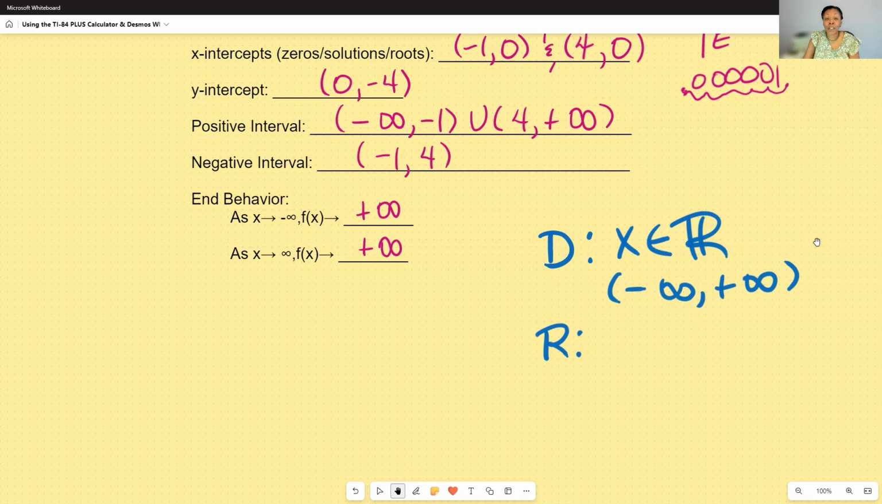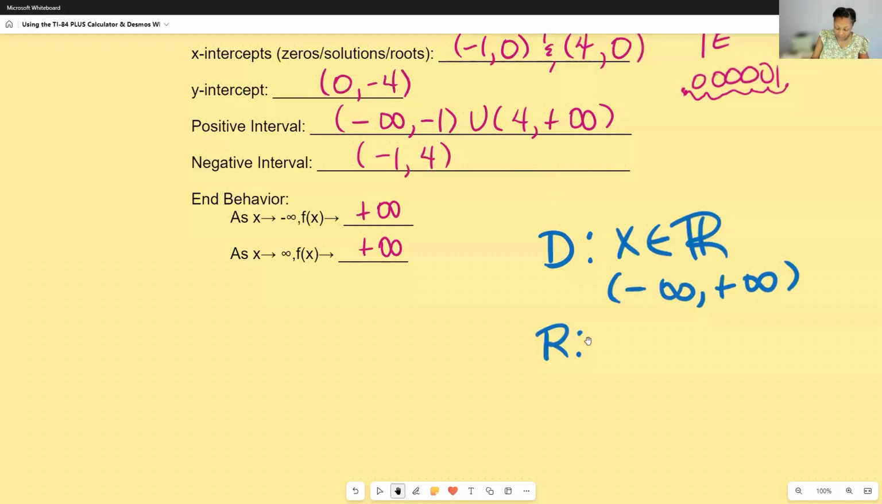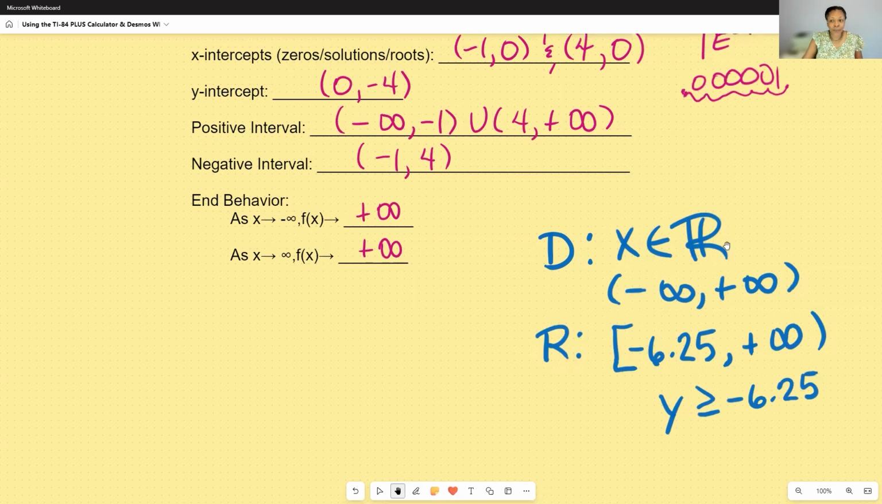For my range, that's going to be all of my y values that can fit inside of this graph. There is a stopping point here. So when I'm reading my graph, I either read from left to right or from bottom to top. The bottom, up and down, that's my y value. The lowest point that I have is -6.25. So every y value after that or above that can go inside of my range. So I can write my range as bracket -6.25. This side will be a parentheses. Or I could say y is everything that's greater than or equal to -6.25. You will notice the y value looks familiar, doesn't it?